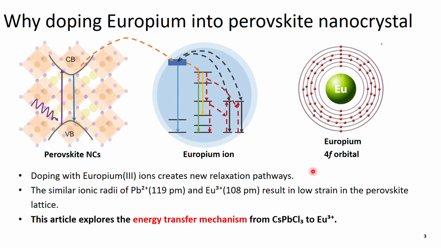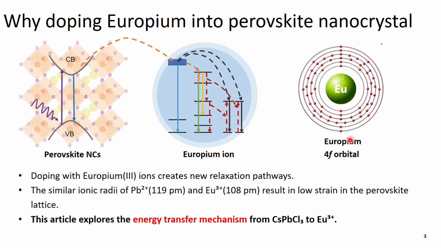And then why do we dope the europium ion into the perovskite nanocrystal in this report? First, note that the europium ion is one of the rare earths. It has a unique electron configuration because it has a 4f orbital. Like this, we can see the europium ion. And this gives them luminescence from the intra 4f electronic transition, which makes them have a broader emission wavelength range.